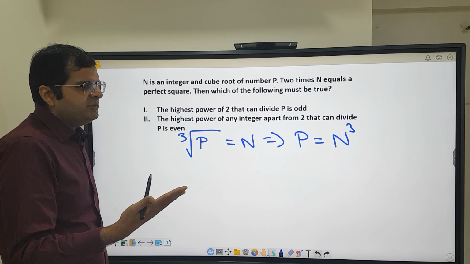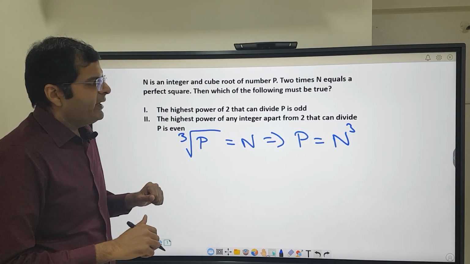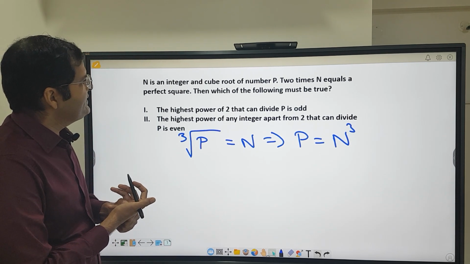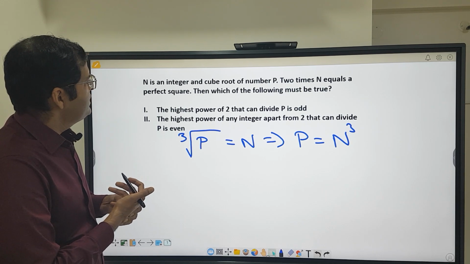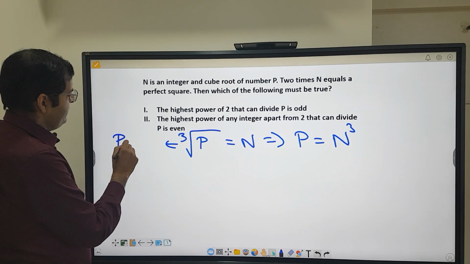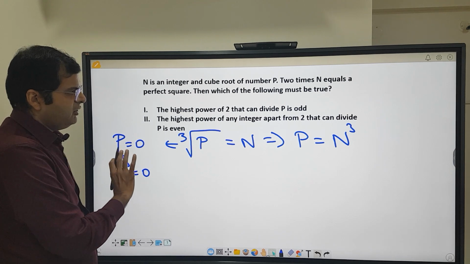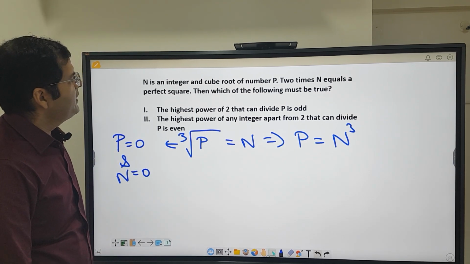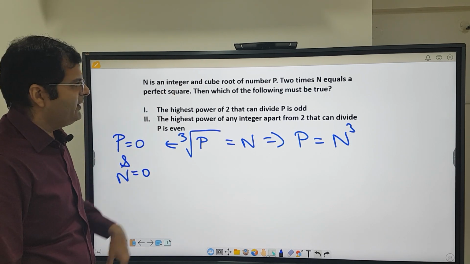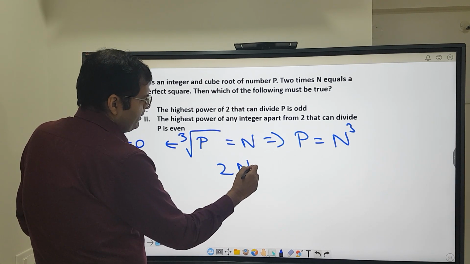So if 2 times n becomes a perfect square, that means n is a positive number, because 2 times n is becoming a perfect square. Also there is a case in which p and n both can be 0. That is also a case that is possible from here. But what is true is that n can't be negative, because 2n is a perfect square.